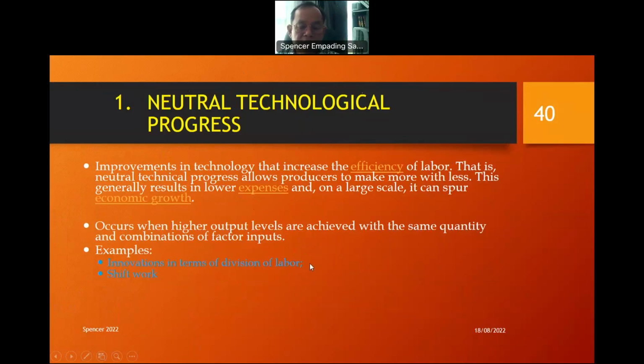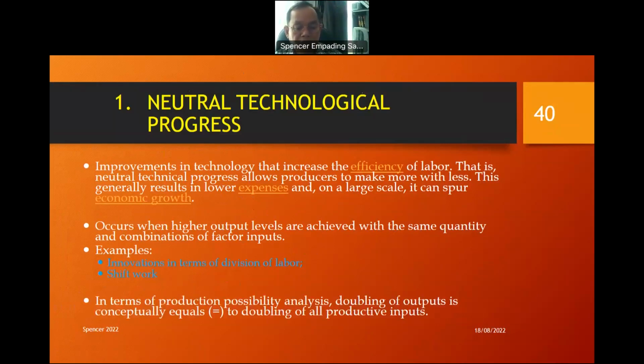By just having that system of division of labor, a person is assigned certain tasks, different people doing different things, but in the end you have a final product. Shift work is also another innovation in terms of labor management that helps to produce more goods with the same amount of labor. So it doesn't involve changes in the capital or labor. So in terms of production possibility curve analysis, doubling of output is conceptually equal to doubling of all productive inputs. Right?